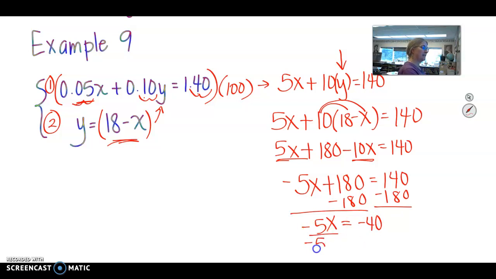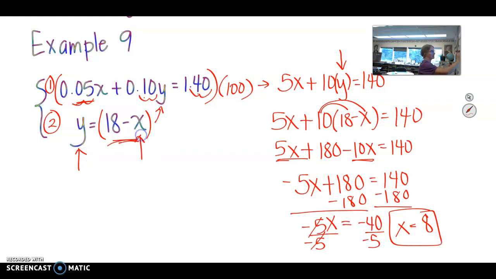Divide by negative 5. Divide by negative 5 on both sides. And I get x equals, a negative divided by a negative is positive. 40 divided by 5 is 8. X equals 8. So then we can put that back in to solve for y here. We're going to put 8 in this x, and we're going to find out what y is. So y equals 18 minus 8, which is 10. So y is 10.